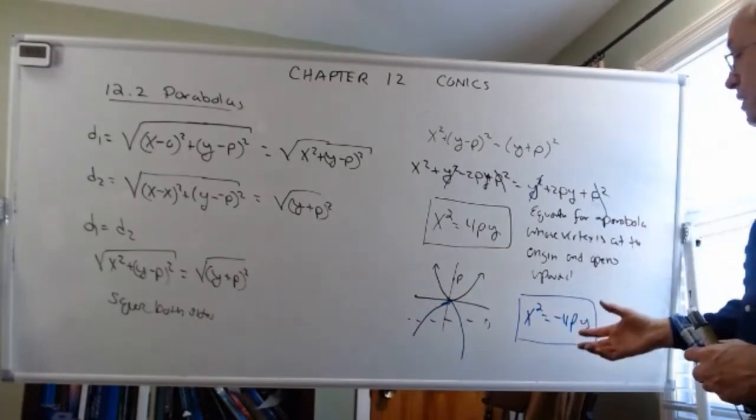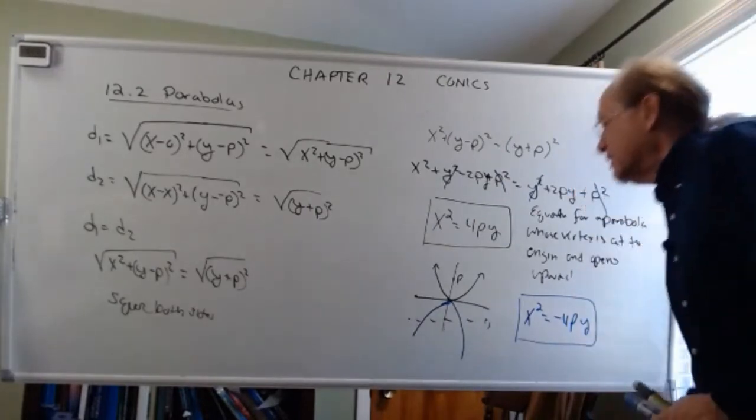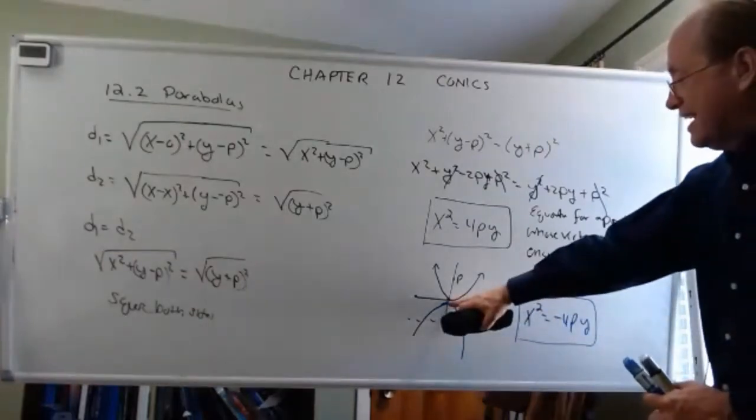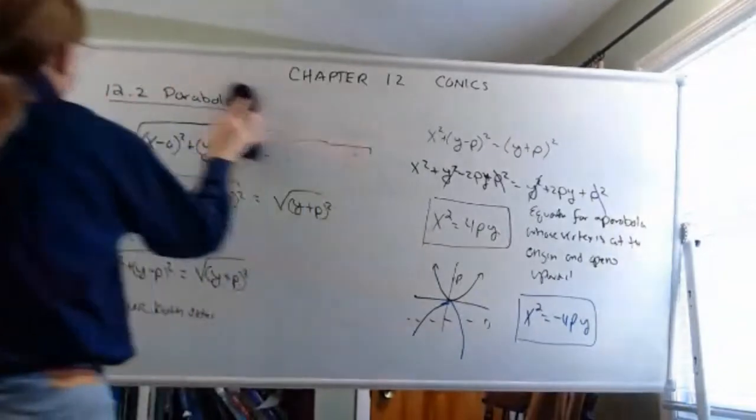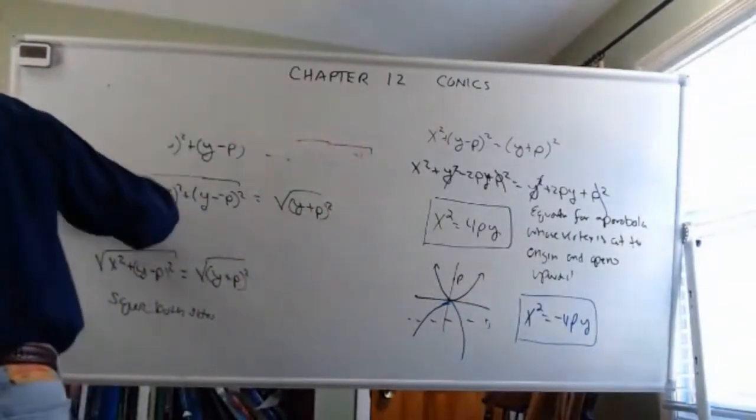Okay, now what if I wanted it a little more generically, and instead of having the vertex here, move the vertex to another generic point, call it h comma k.